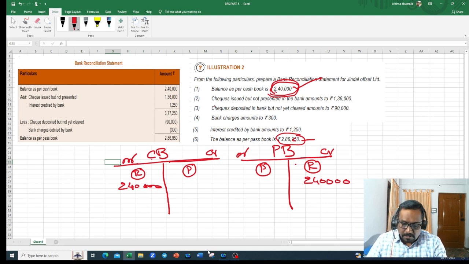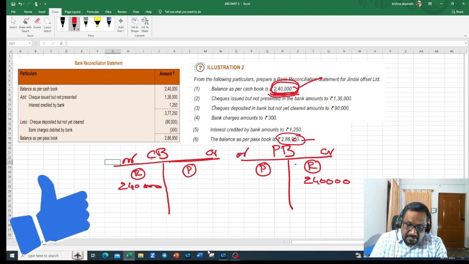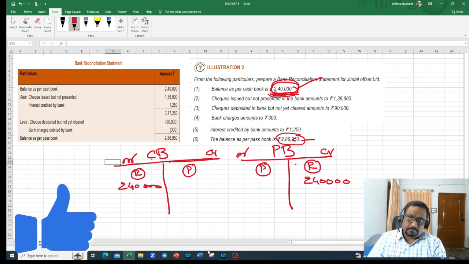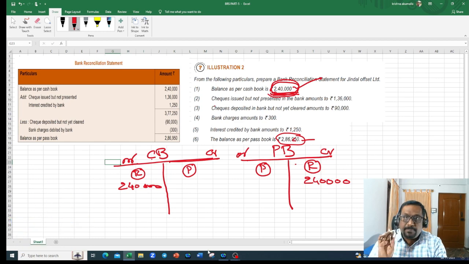Are you clear? So why did I keep 2,40,000? Krishna, passbook balance is 2,86,000. No, why are you putting 2,40,000 here in passbook? So the rule number one is whatever balance you are taking, please keep the same balance in both the books. Keep the same balance in both the books, thinking that both balances are equal before preparing this reconciliation. What is the assumption here? We are assuming that I'm taking cash book balance as the base for preparing reconciliation and assuming that the same balance is there in the passbook as well.